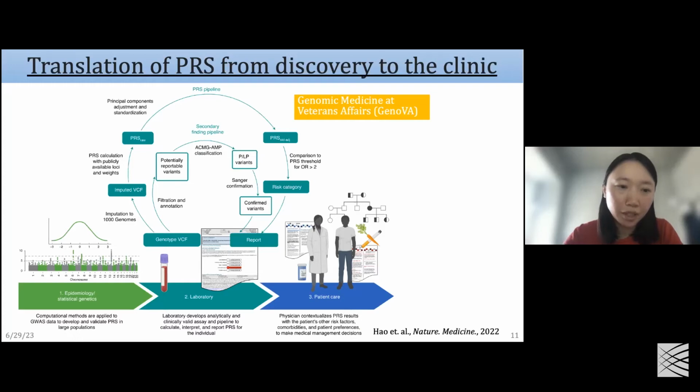In the first phase, it's pretty much the same as what we are talking about, the analysis steps for the PRS. In the second step, the laboratory will develop a clinically valid assay. And in the third step, the treating physician will integrate all the patient context to interpret the significance of the PRS for the patient's health care management. So these are a few cases for how PRS can be applied for disease screening.